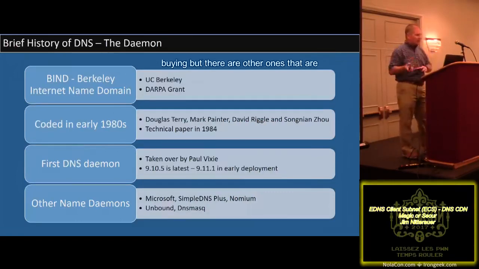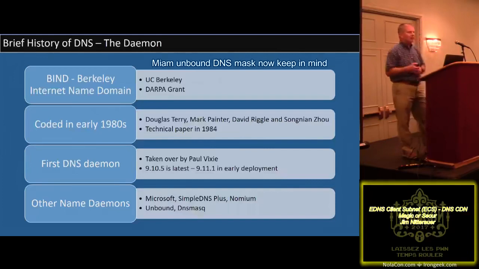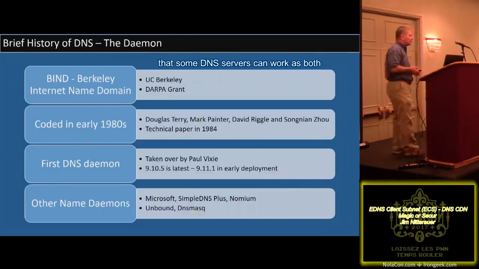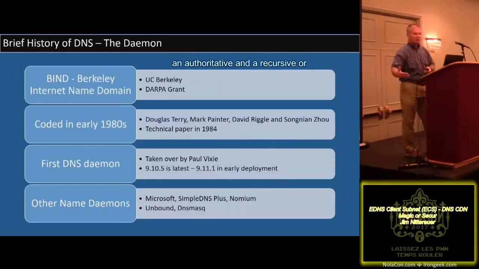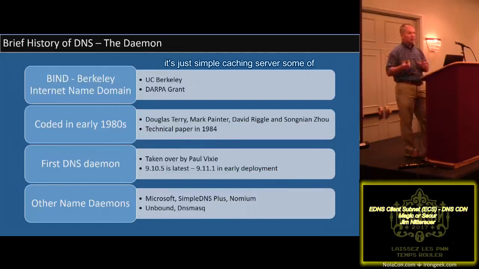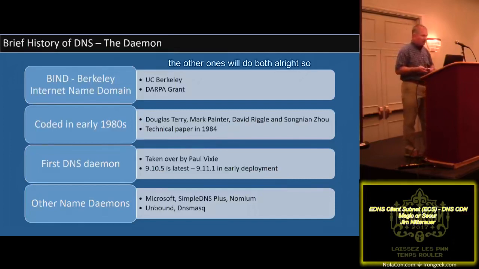The first internet daemon was BIND, but there are other ones in place now, obviously. Active Directory DNS, or Microsoft's DNS, Simple DNS Plus, Nominum, Unbound, dnsmasq. Now keep in mind that some DNS servers can work as both an authoritative and a recursive or caching server. Others can only work as a recursive server. So Unbound, for example, doesn't do any authoritative zones. It's just a simple caching server. Some of the other ones will do both.